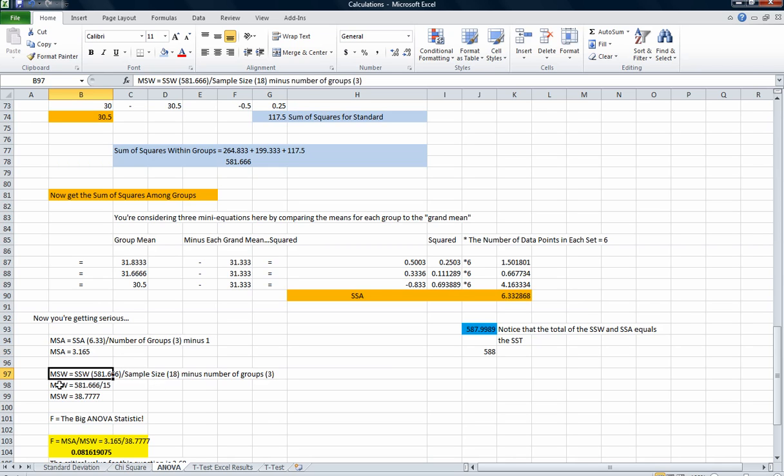Then we're looking at MSW, the mean square within groups, which is the sum of the squares within groups, which we got as 581. And note again, there was a lot of variation within groups versus across. That is, 581 is substantially greater than 6.33, so keep that in mind. You divide 581 by the sample size, which we know is 18, minus the number of groups, which is 3. And so you take 581 divided by 15, and you get 38.777.